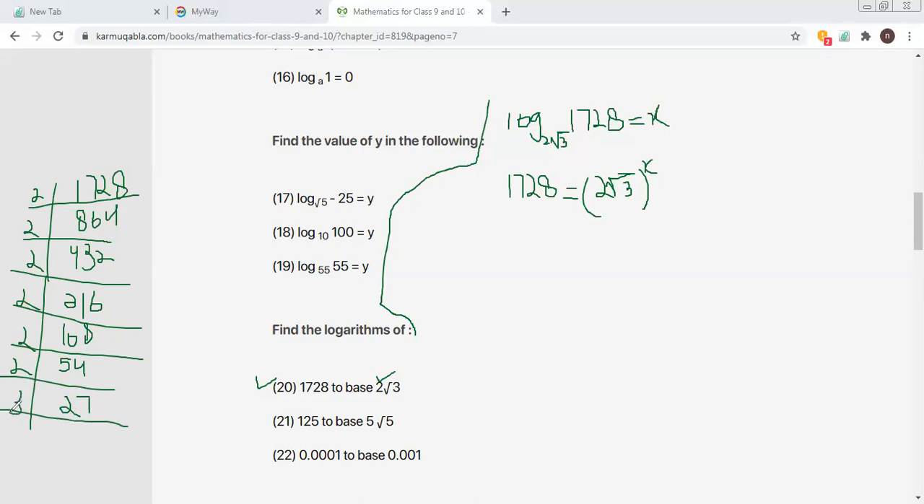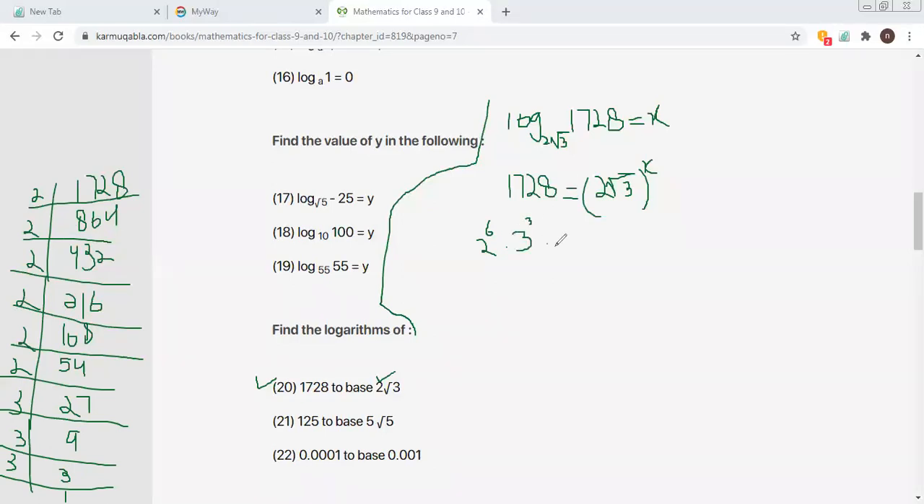Now 3 is involved here. 3 nines are 27 and 3 threes are 9. Miss, 2 के ऊपर? मिस एलसीएम किया ना तो 2 ना तो 8 बार आएगा और 3 1 बार आएगा. 2 has power 6, because 2 is written here 6 times: 1 2 3 4 5 6. So we get 2 power 6 dot 3 power 3.